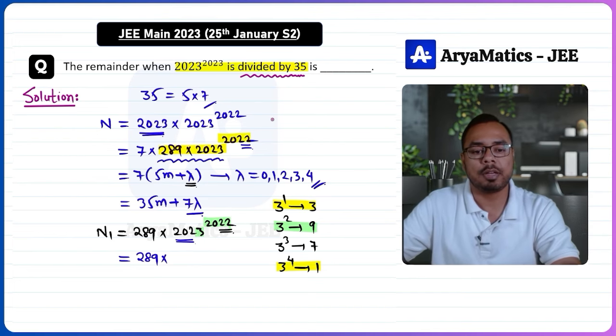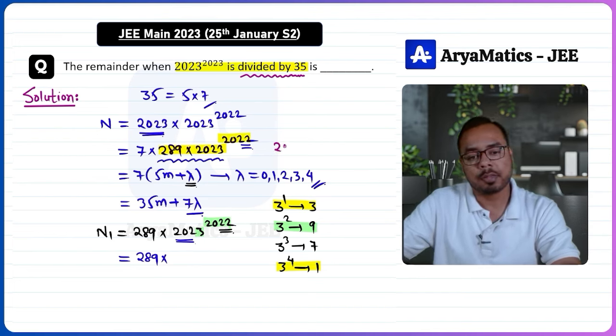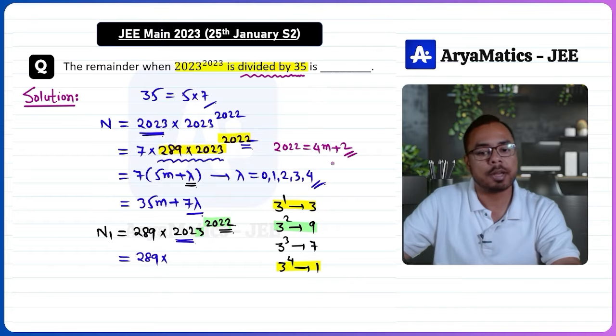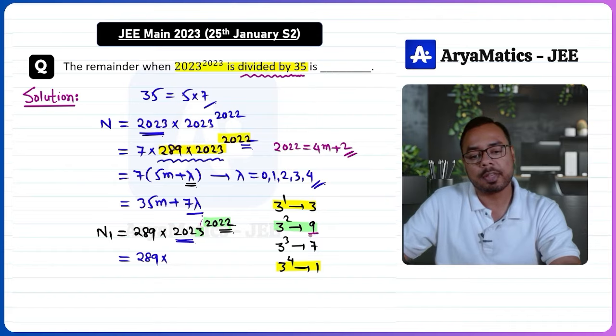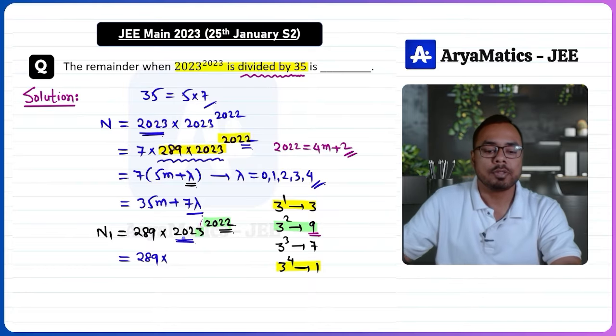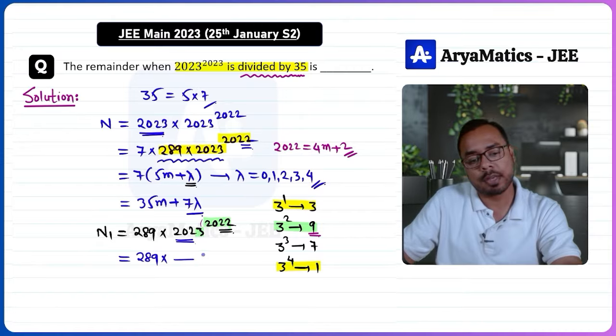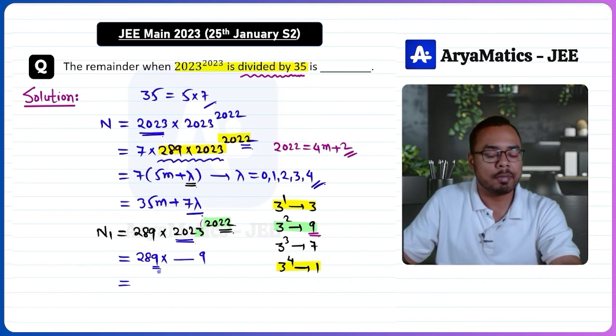Here this number 2022 is nothing but a multiple of 4 plus 2, right? 2022 you can write as 2020 plus 2. So the exponent of 3 is a multiple of 4 plus 2, and whenever the exponent of 3 is a multiple of 4 plus 2, the digit at unit place will be 9. So basically in this number 2023 raised to 2022, the digit at unit place will be 9. That 9 multiplied with 289 will give us 1 at unit place. So in this number n1, the unit digit will be 1.